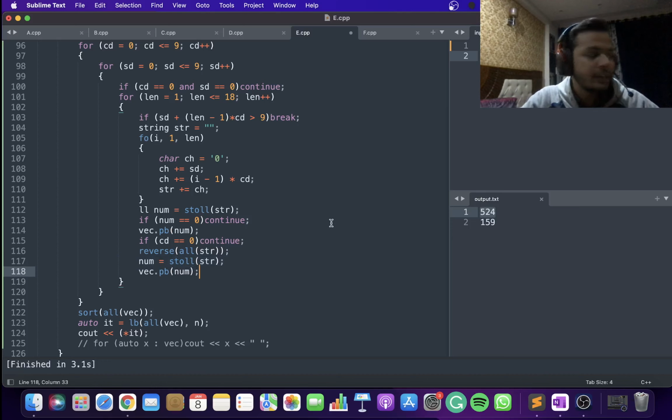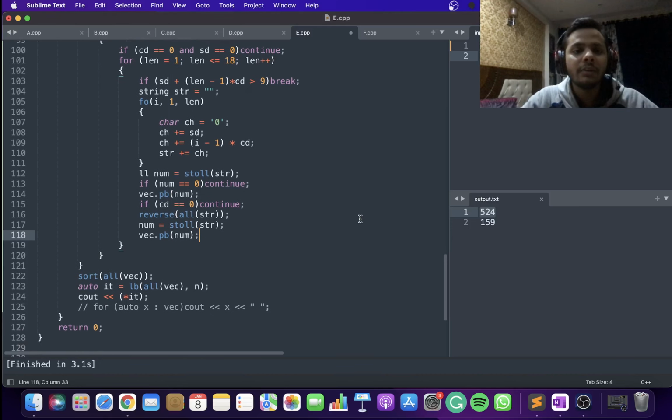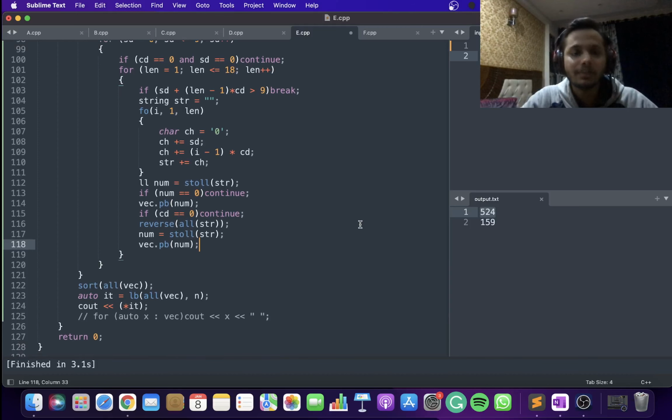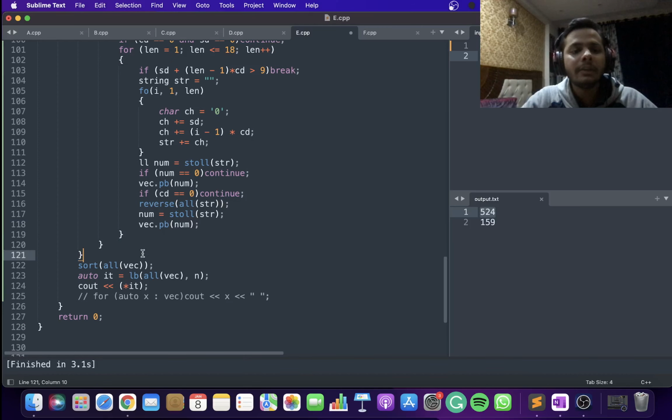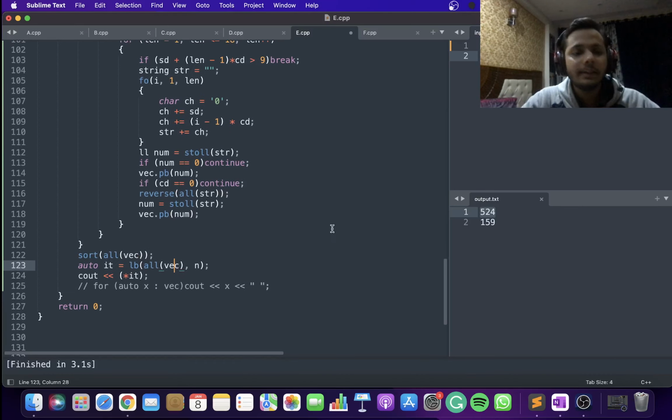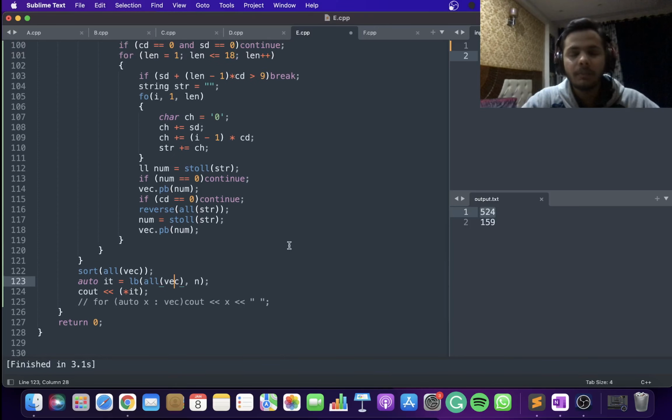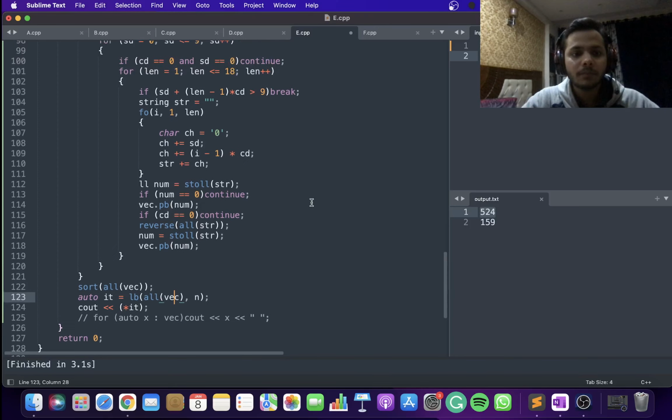So finally, at the end of the day, I will be left with all the unique values of good numbers, I mean arithmetic numbers, and all of them will be stored in the vector. So I can just sort the vector, and I can apply the C++ lower bound function here and get done with it. So yeah, this completes the solution to problem E.